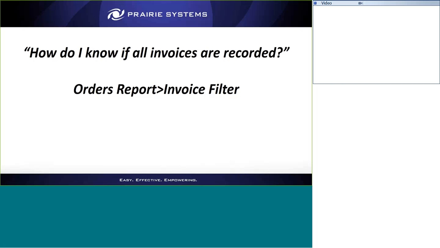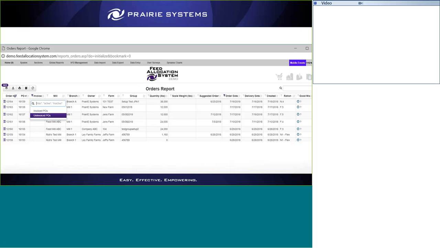How do I know if all invoices are recorded? From the orders report, there is an invoice field and there's a filter, and I want to identify that because I do feel this is something that I recommend to my users, especially the ones that are hand entering invoices or importing invoice files: how do you know if you got all of the invoices you expected?